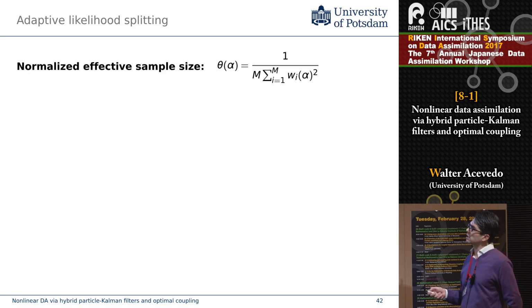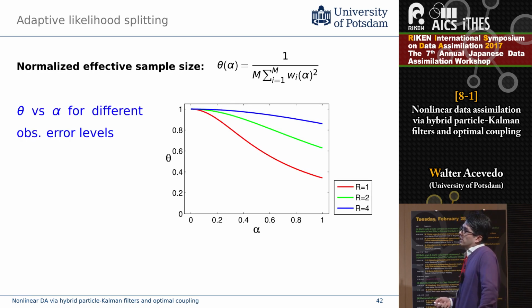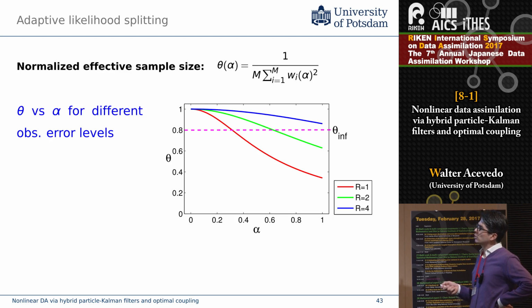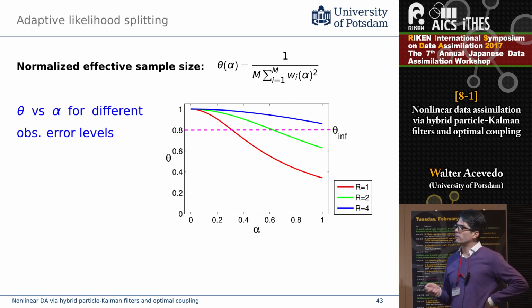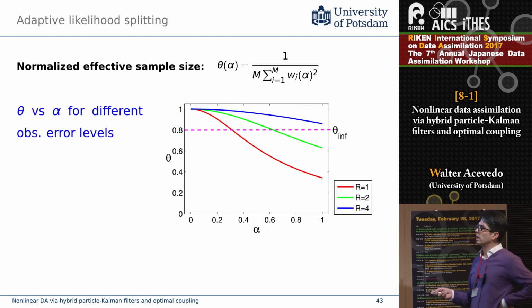this quantity, the normalized effective sample size, that gives us a measure of the diversity of the ensemble. It has this shape. For alpha equals 0, we will always have a 1 as theta, the normalized effective sample size. As we increase alpha, this quantity is going to go down, and the way it goes down depends on the observational error. So we want to set an alpha so that the effective sample size never goes below this particular threshold, so that the particle filter will always work robustly.